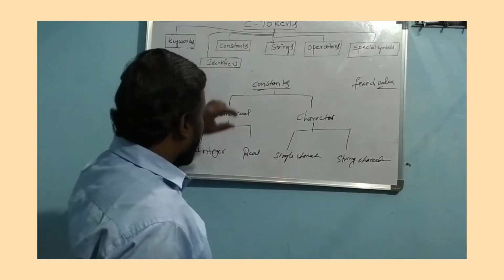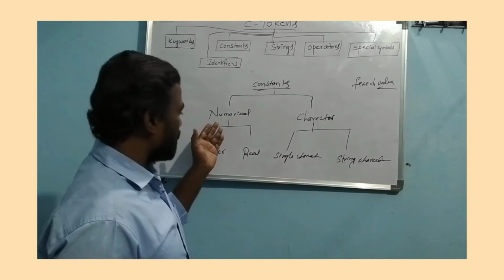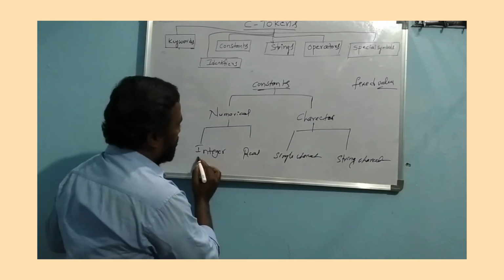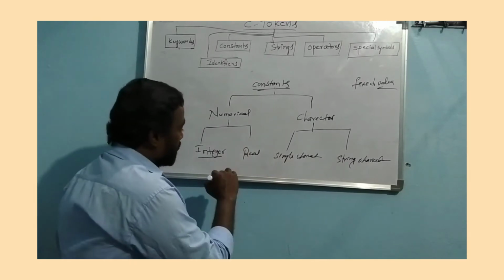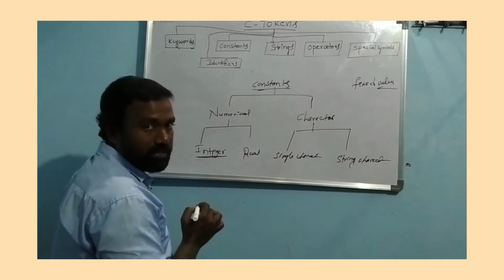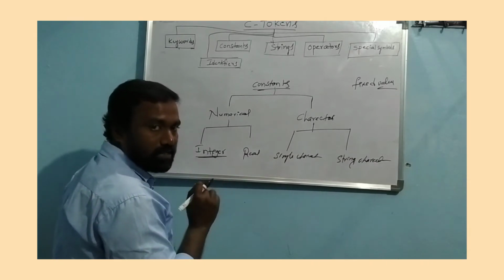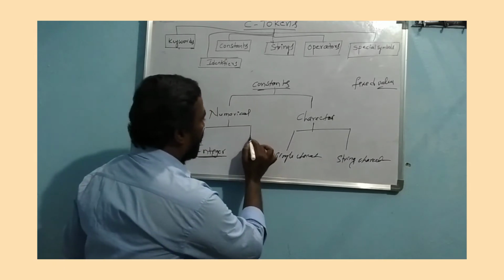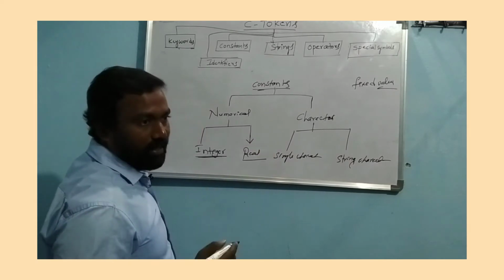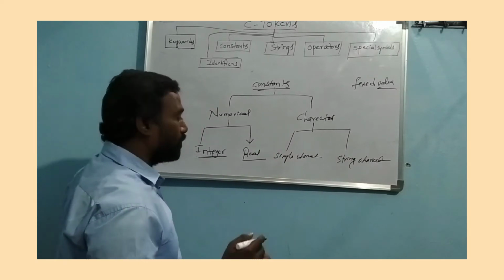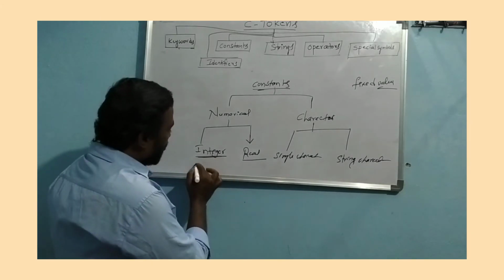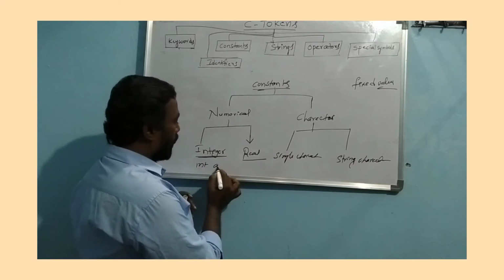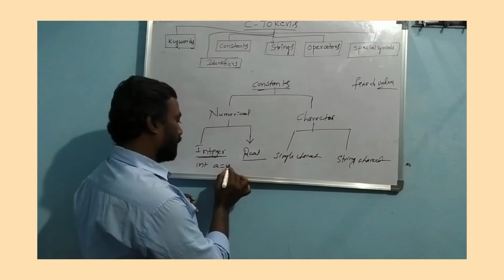The constants are mainly two types: numerical constants and character constants. Coming to the numerical constants, the first one is integer. In this integer there are also some types: short integer and long integer. Real numerical constants mean the value must be in decimal form. For example, an integer numerical constant contains only a decimal number.